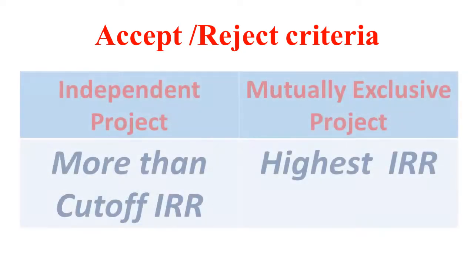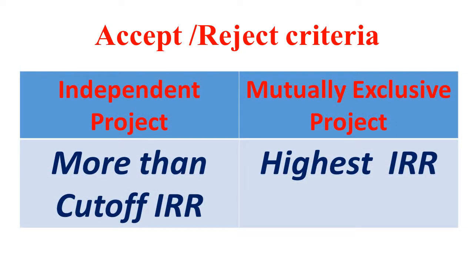Accept and reject criteria. What is the rule of accept and reject for investments? In case of IRR, we consider independent projects and mutually exclusive projects. When it is an independent project, industry will always have a certain cutoff rate like 10%, 15%, 20%. Our IRR should be more than that cutoff rate, then we can accept the project. Otherwise we can reject the project.